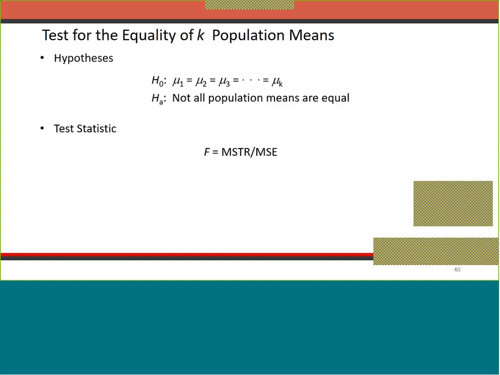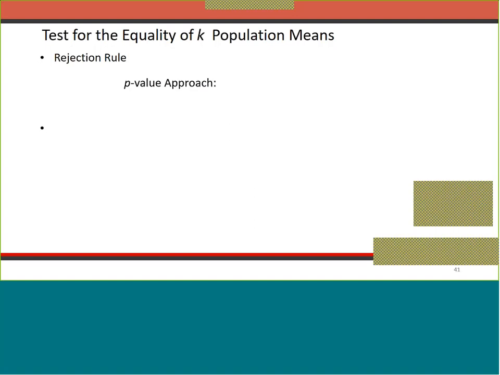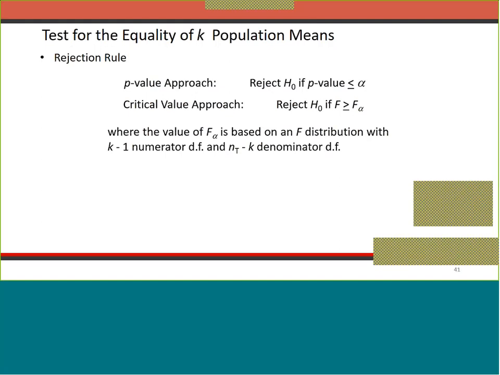So, for the equality of k population means using a completely randomized design, H0 is that all population means are equal and HA is that not all population means are equal. The test statistic is F equal to the mean sum of squares due to treatments by the mean sum of squares due to error. The p-value approach for the rejection rule is: reject H0 if the p-value is less than or equal to alpha. The critical value approach is: reject H0 if the calculated F value is above the table value.